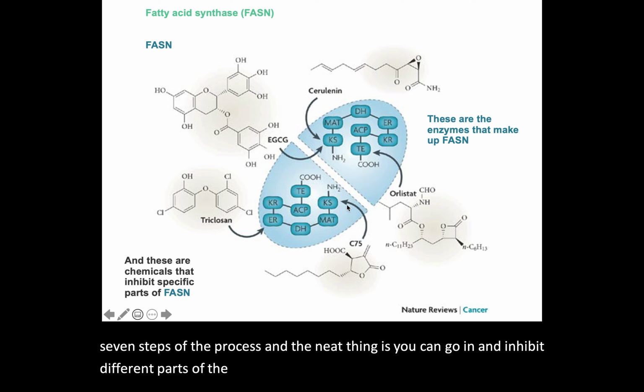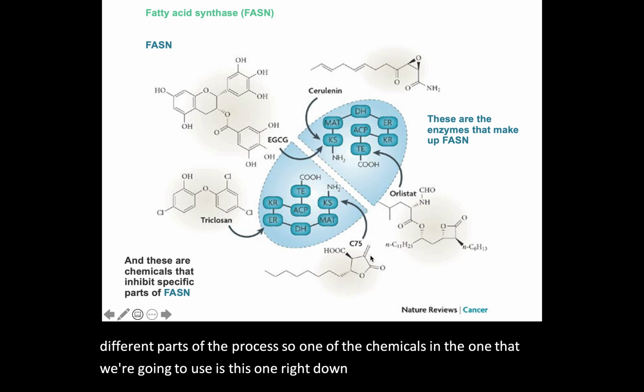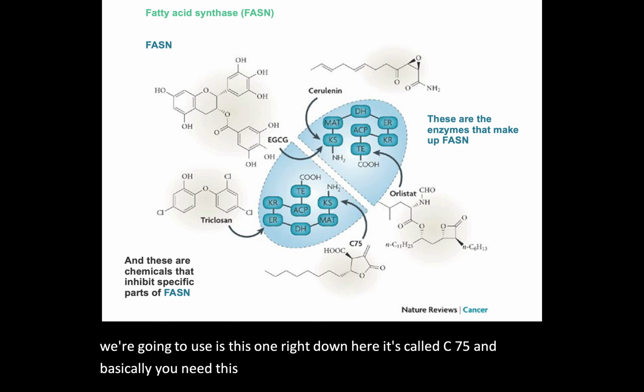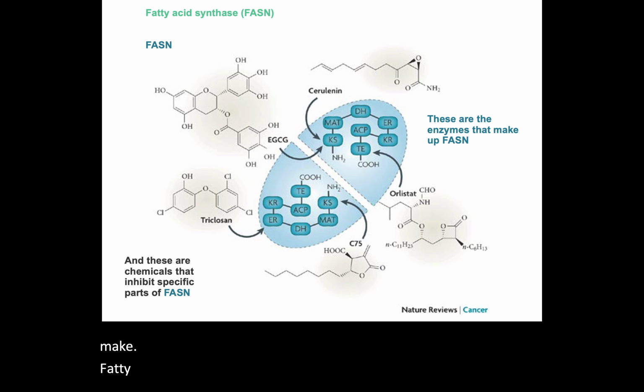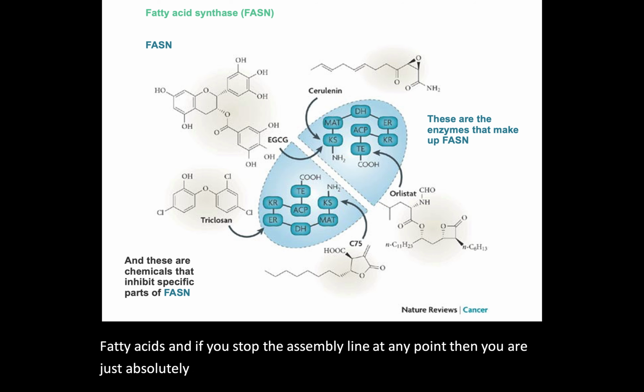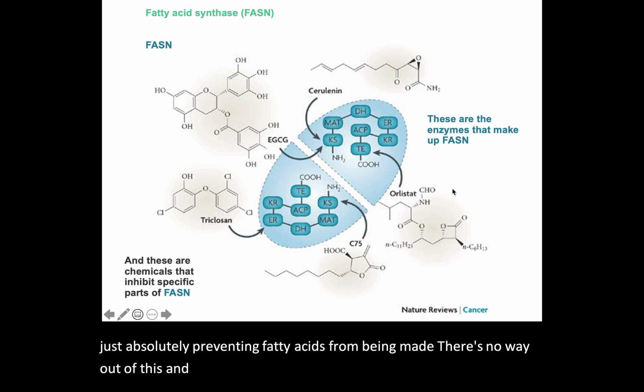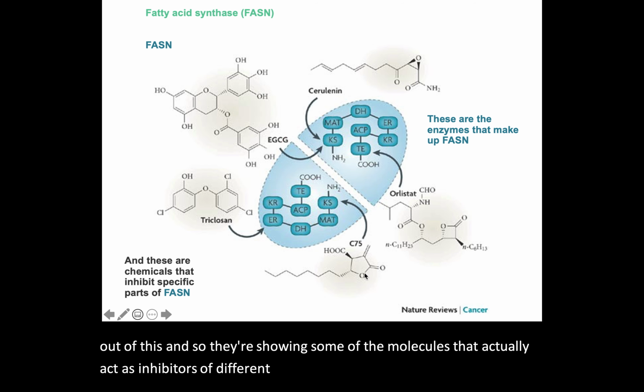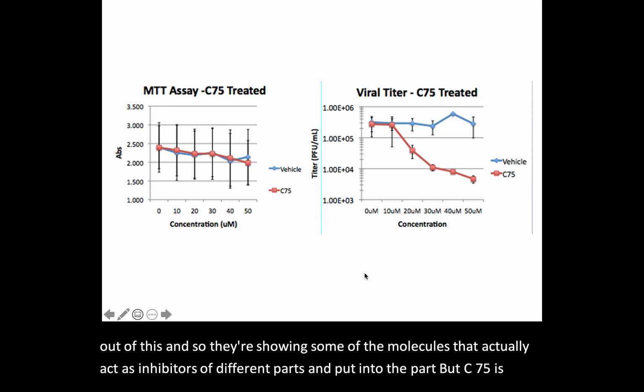So one of the chemicals, and the one that we're going to use, is this one right down here. It's called C75. And basically you need this entire assembly line to be working in order to make fatty acids. And if you stop the assembly line at any point, then you are just absolutely preventing fatty acids from being made. There's no way out of this. And so they're showing you some of the molecules that actually act as inhibitors of different parts. But C75 is the one we're going to focus on here.